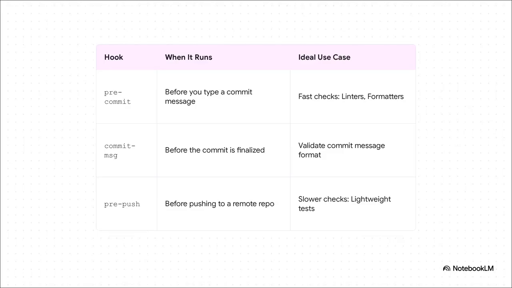So this actually brings up a great point about the different stages of Git hooks. The pre-commit hook is your first checkpoint for those super fast checks on your files. Then you have the commit message hook, the second checkpoint, which validates the message you just wrote. And then there's a third one, the pre-push hook. This one runs right before you push your code up to the remote server. It's the perfect place for checks that are a little bit slower, stuff you don't want to run on every single commit, like maybe a quick version of your test suite.